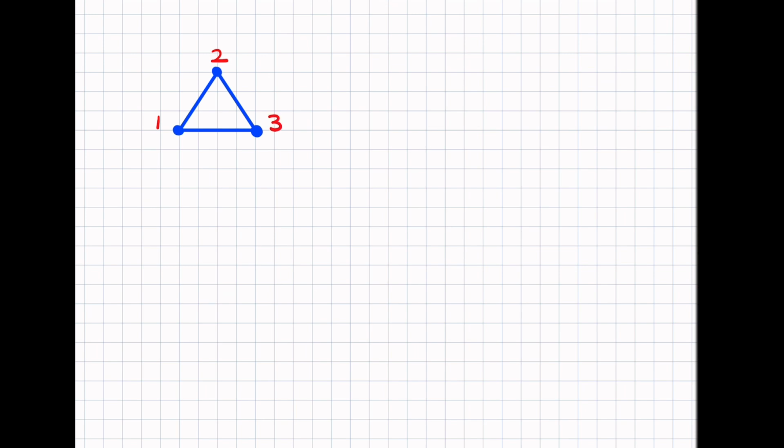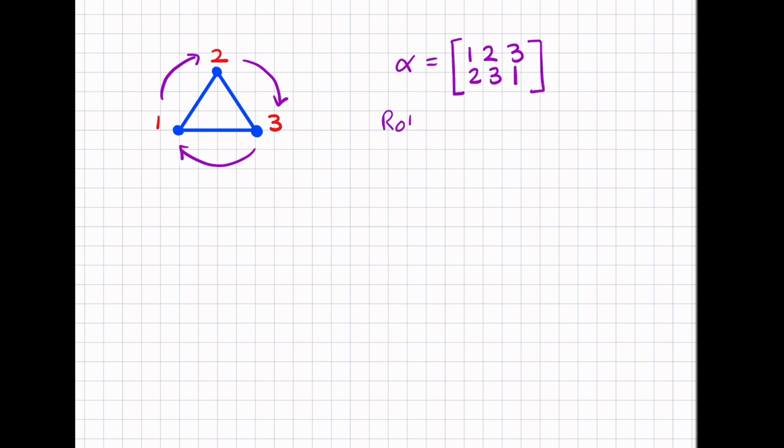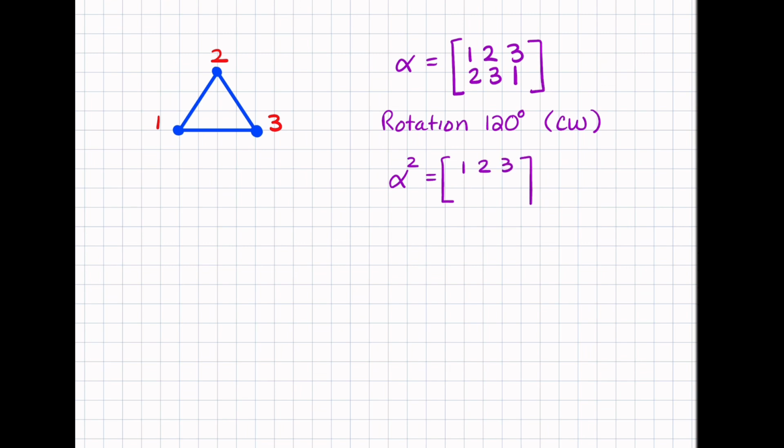Since we have 3 elements, let's consider a 3-vertice polygon named as a triangle, with 1, 2, 3 as its vertices in a particular order. We notice what the permutation alpha will do to these vertices. 1 will get sent to the position 2, 2 to the position 3, and 3 to the position 1. So as a transformation, this would actually constitute a rotation of 120 degrees clockwise.